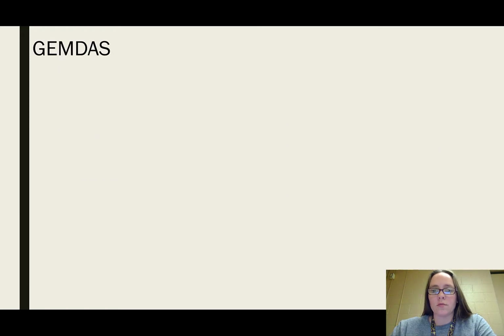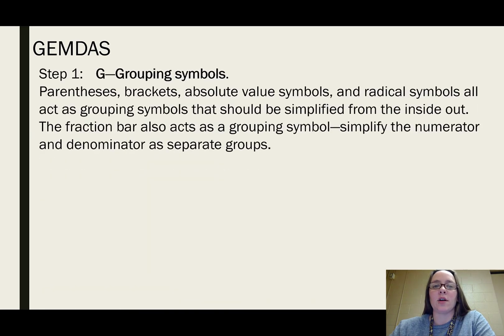All right, so let's look at what the order of operations is. Okay, in the past you've probably heard of PEMDAS. Parentheses, exponents, multiply, divide, add, and subtract. Well, I'm going to change parentheses and we are going to use grouping symbols. So G. So our grouping symbols are anything that group things together. Parentheses, brackets, our absolute value symbols, and radical symbols are all going to act as grouping symbols. Anything inside those should be simplified first, and then we can work outside of that.